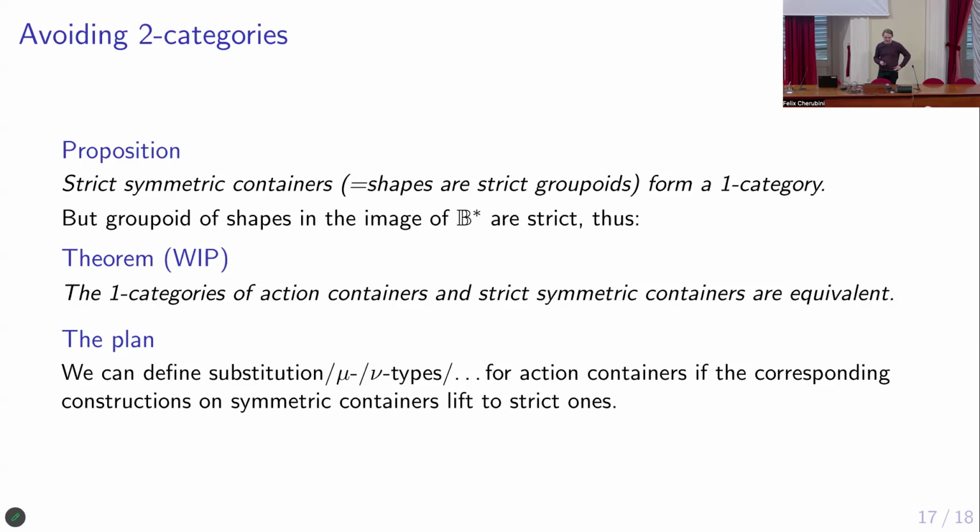This all lifts to symmetric containers. So if you have shapes that are strict, then you also get a 1-category of symmetric containers. So you can avoid a bunch of 2-category theory now. And I have a work-in-progress theorem on this where the 1-category of action containers, as defined at the start, is actually just the 1-category of strict symmetric containers. So we somehow carved out a real nice strict subset of those where there are no interesting 2-cells.